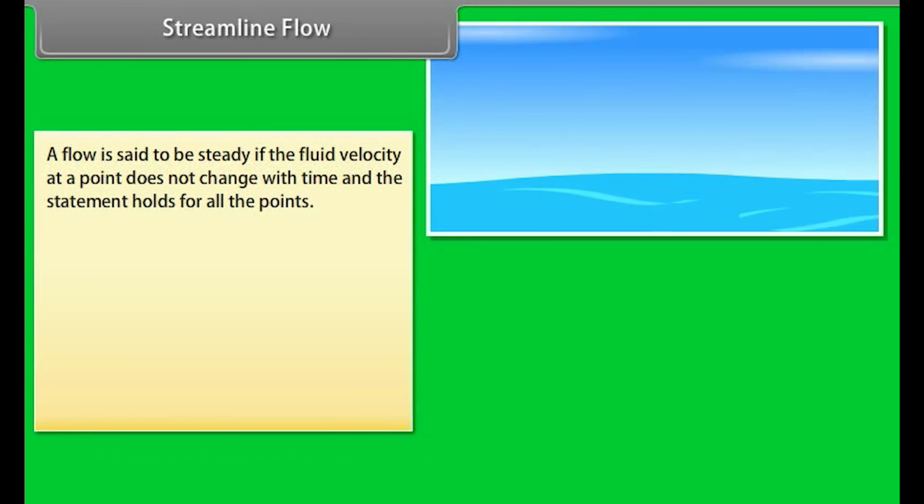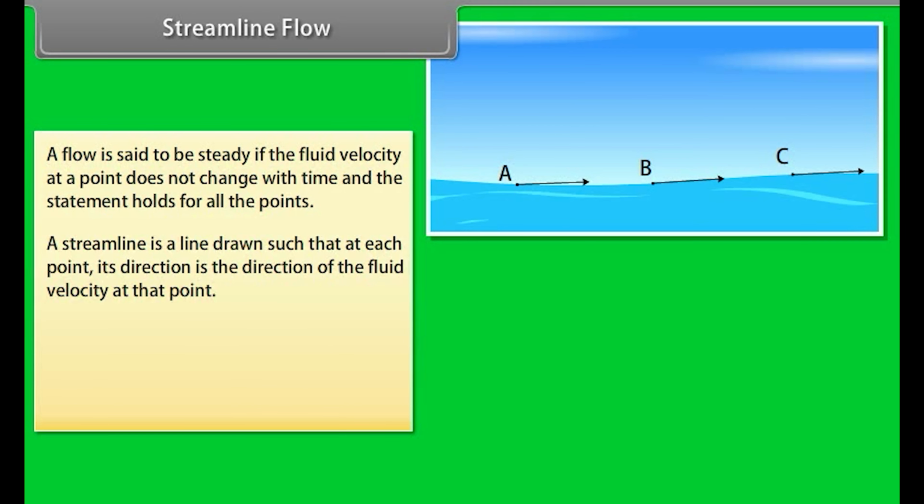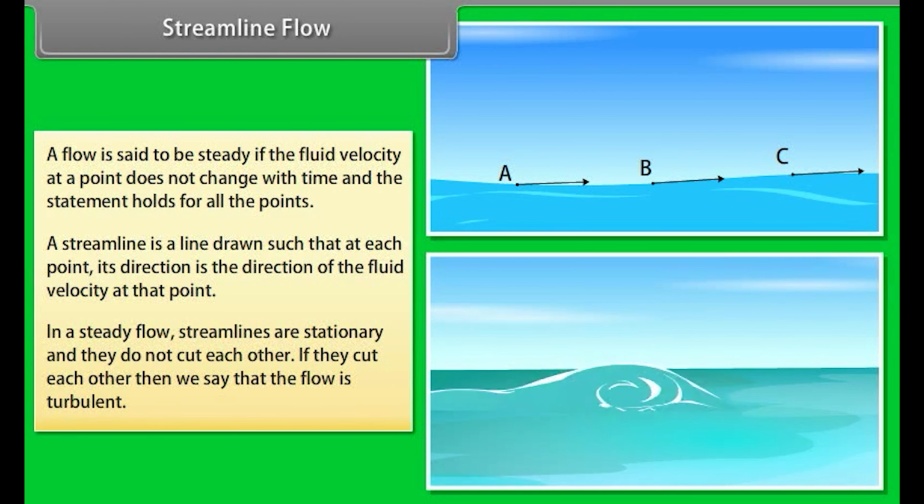Streamline flow. A flow is said to be steady if the fluid velocity at a point does not change with time, and this holds for all the points. A streamline is a line drawn such that at each point its direction is the direction of the fluid velocity at that point. In a steady flow, streamlines are stationary and they do not cut each other. If they cut each other, then we say that the flow is turbulent.